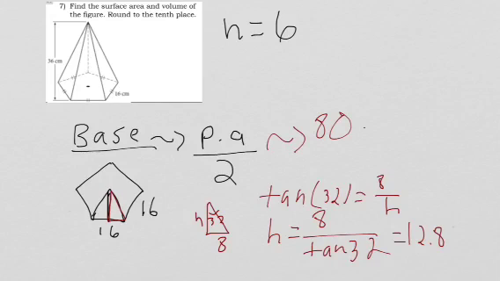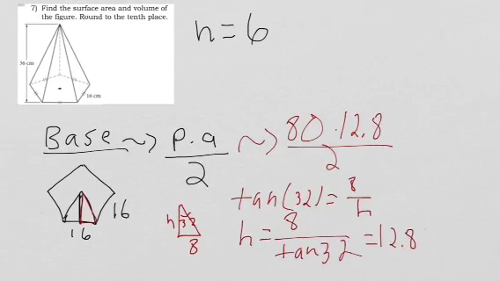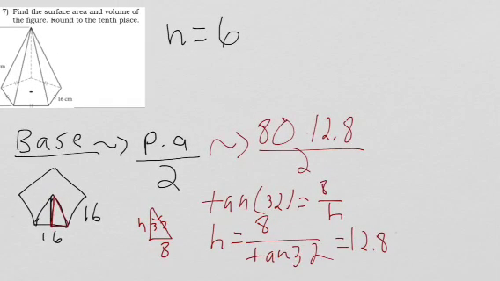80 times 11.01 divided by 2. All right, not so bad. So we do 80 times 11.01, divide that by 2. We get about 440. Okay, so then that's the area of the base.